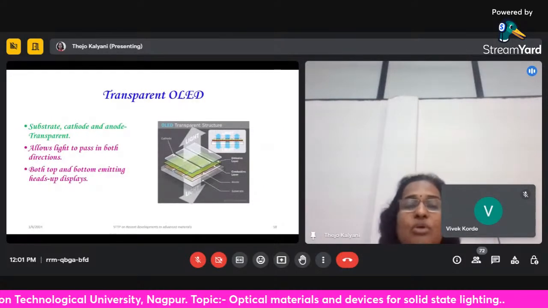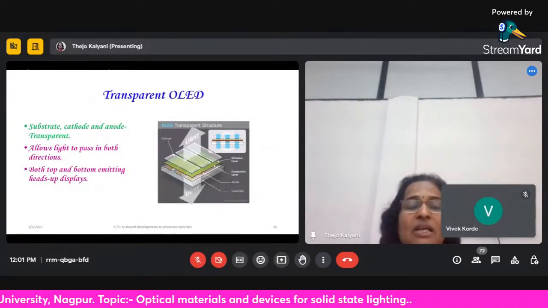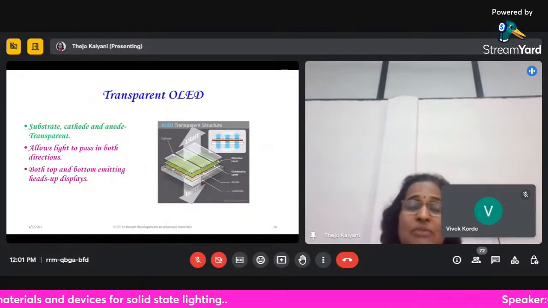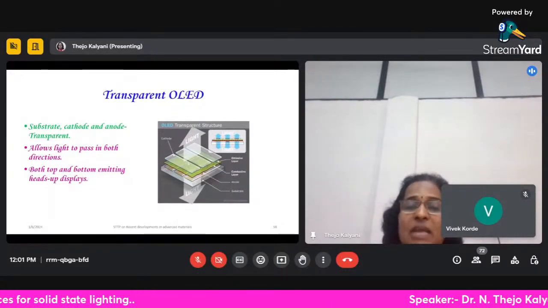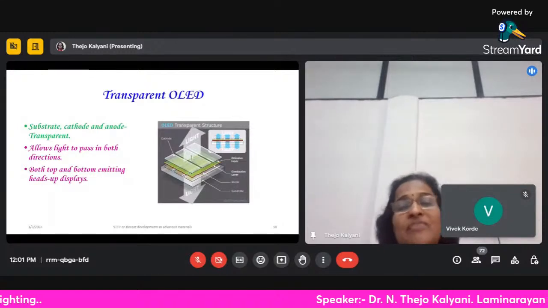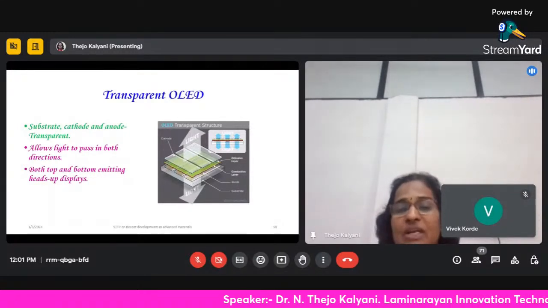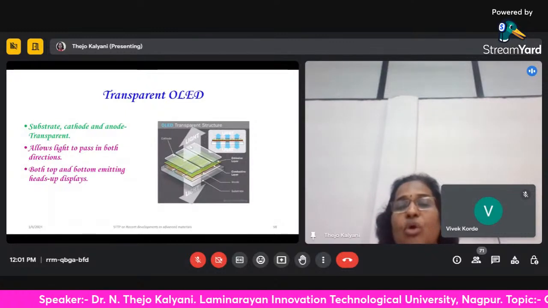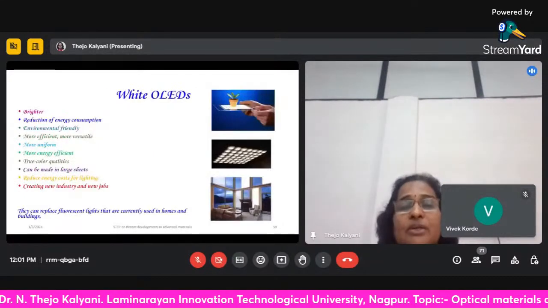And you have one more type which is known as transparent. It is transparent in the sense that it allows light to pass in both directions. It can be emitted from the top as well as from the bottom. From both directions the light is emitted, and hence we call it the transparent OLED.